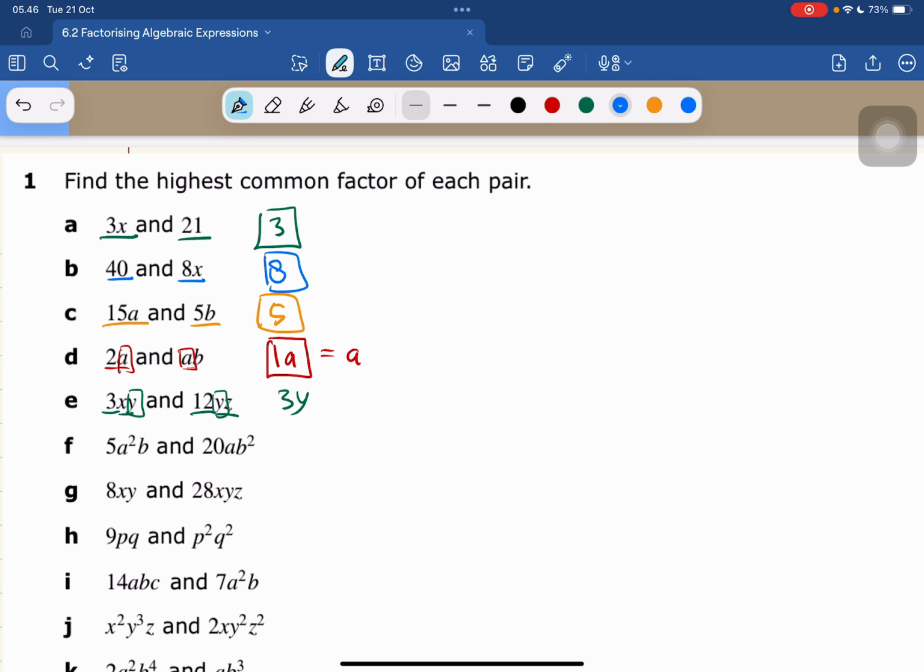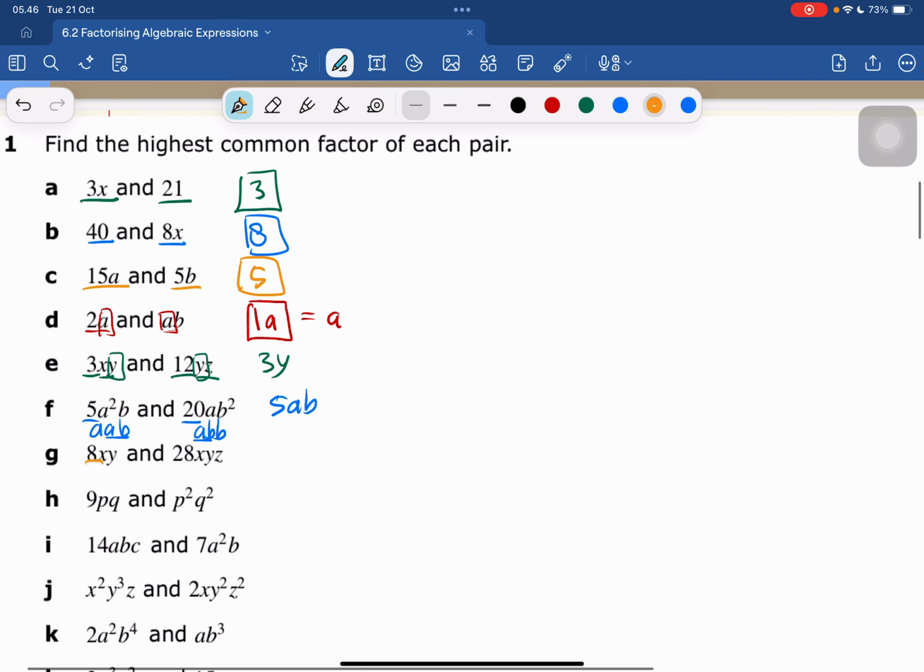Next, starting with the numbers first, 5 and 20. So the highest common factor is 5. Then we've got a squared, that means a, a, and this is a, b, b. So we've got ab as the highest common factor. So the answer is going to be 5ab.